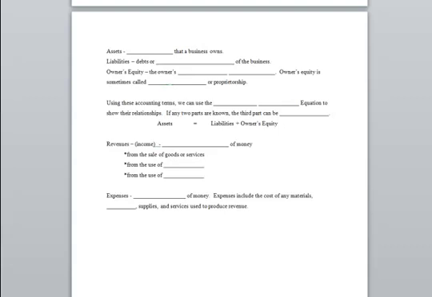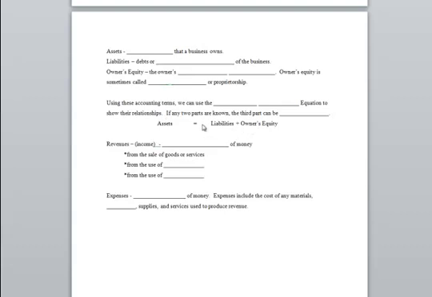The assets represent the property we own, and the financial interest, people who have a financial interest in our business are going to be the people we owe money to and the owner. And if we know any two pieces, we can always figure out the third, whether we add or subtract.